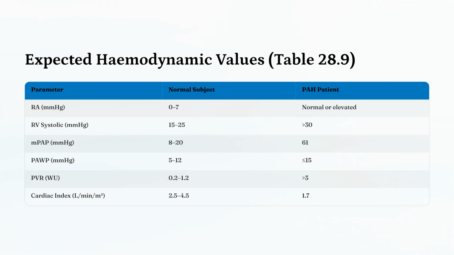Here we compare expected hemodynamic values between a normal subject and a patient with pulmonary arterial hypertension. You can see clear differences across key parameters like RV systolic pressure, mean PA pressure, and pulmonary vascular resistance.